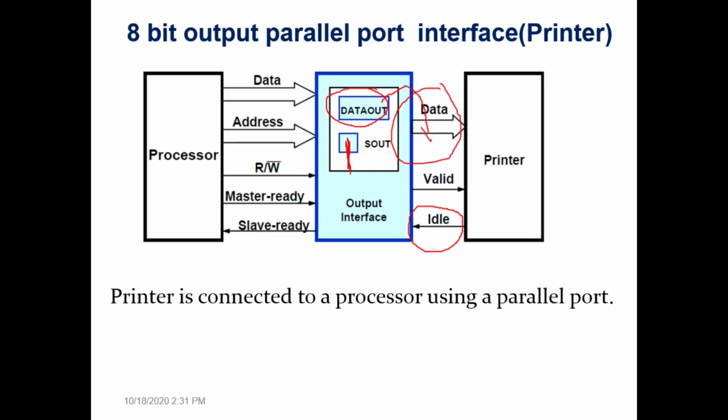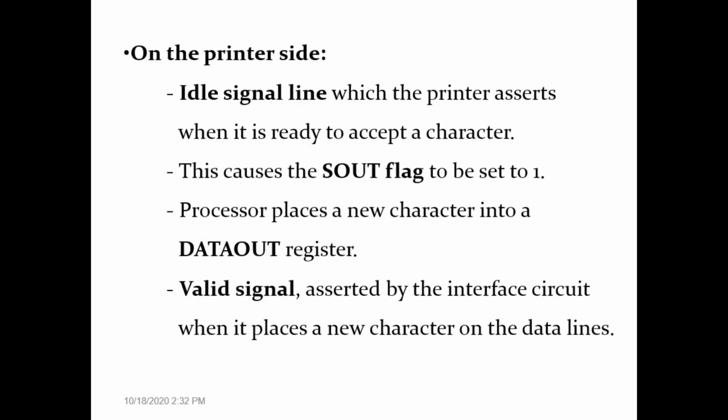Once the interface circuit keeps data on the data lines, it makes the valid signal high to inform the printer that data is ready. Now the printer receives that data and prints it. So this is how all the signals work here to connect the printer to the processor. So this is the interface circuit for the printer. Let us see it in detail. This is the same theory again, you can go through it.